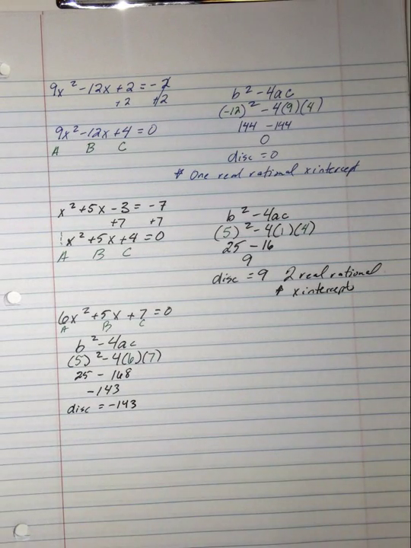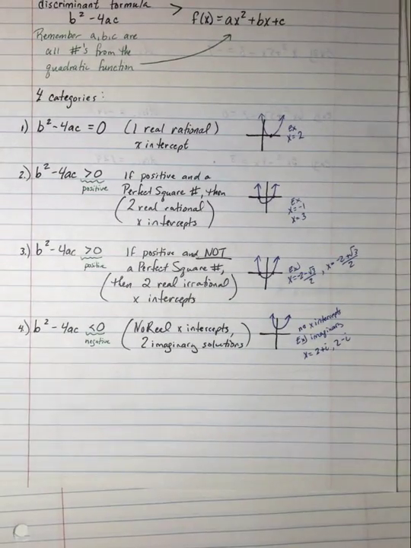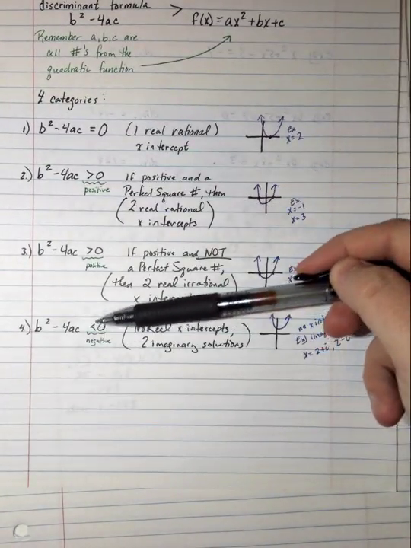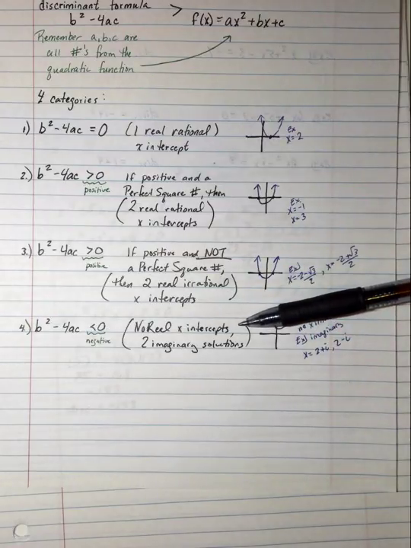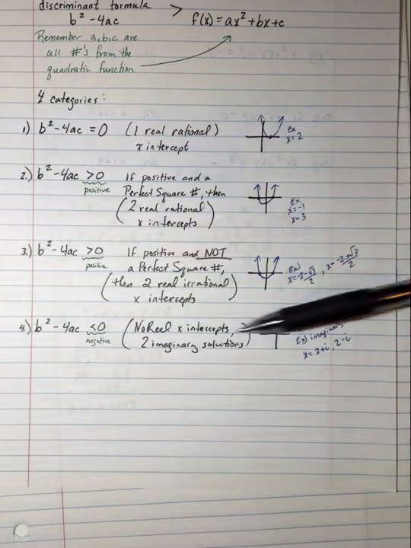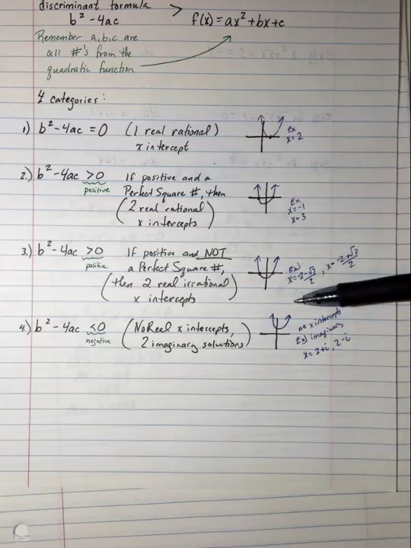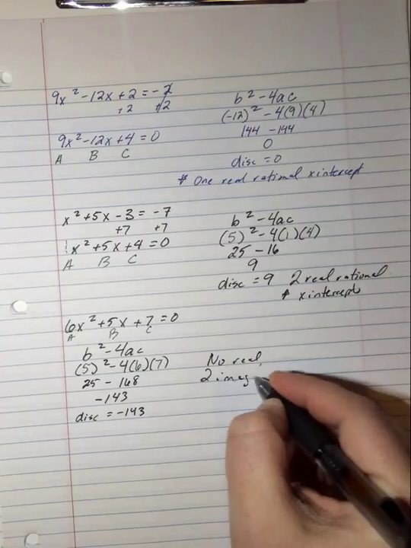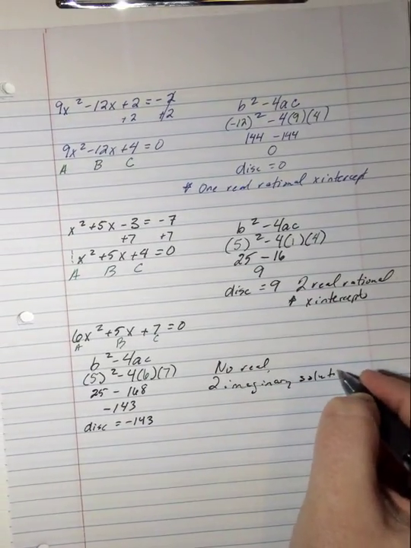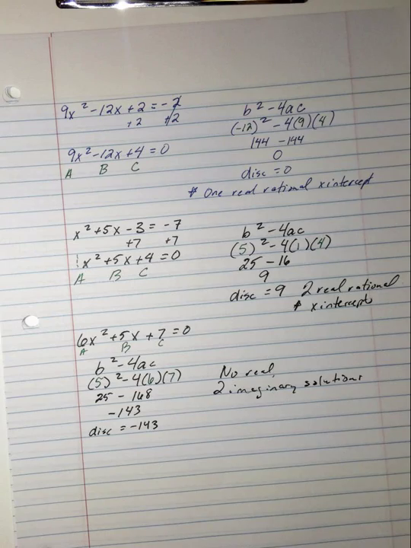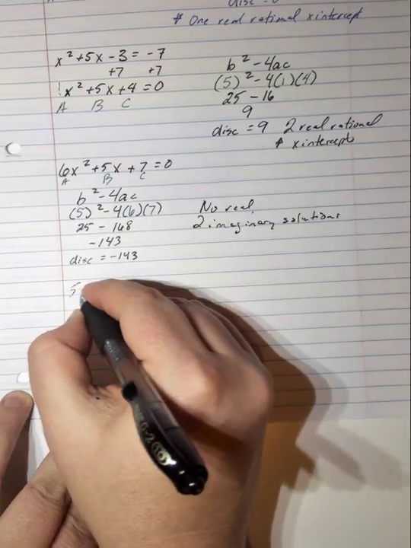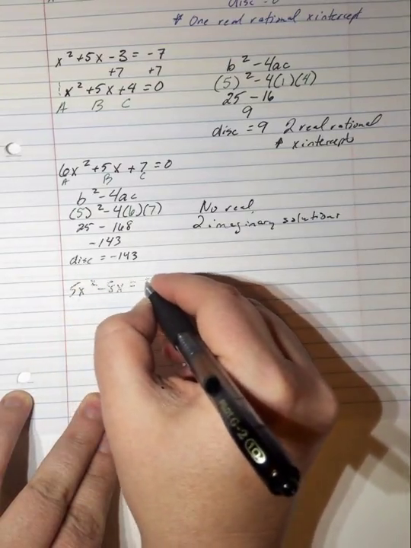A negative number. So if you look again at your notes, your 4 categories, it's not 0, it's not positive, it's negative, so it has to be my last category here, which means I have no real solutions. Because I have 2 imaginary solutions. I don't touch the x-axis at all. If I graph this function, I have 2 imaginary solutions. So you would write that down. No real, but 2 imaginary solutions. Okay, let's do one more. Your last one here. It's going to be 5x squared minus 8x equals 3.